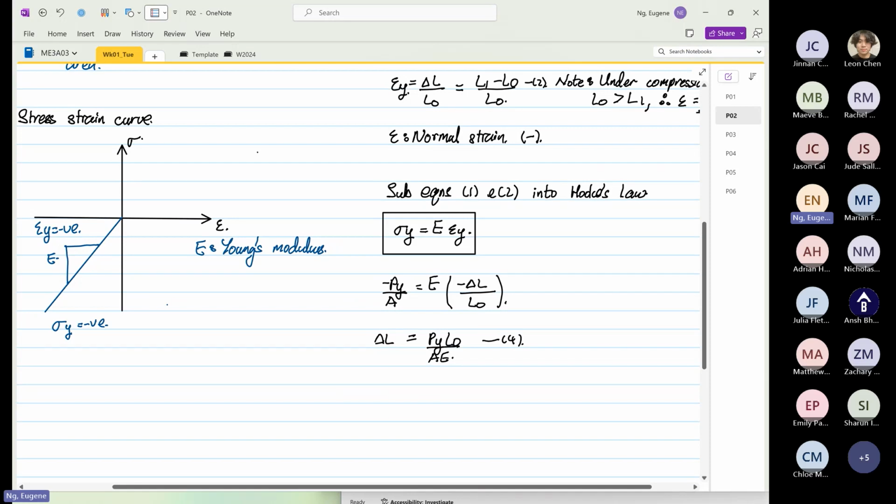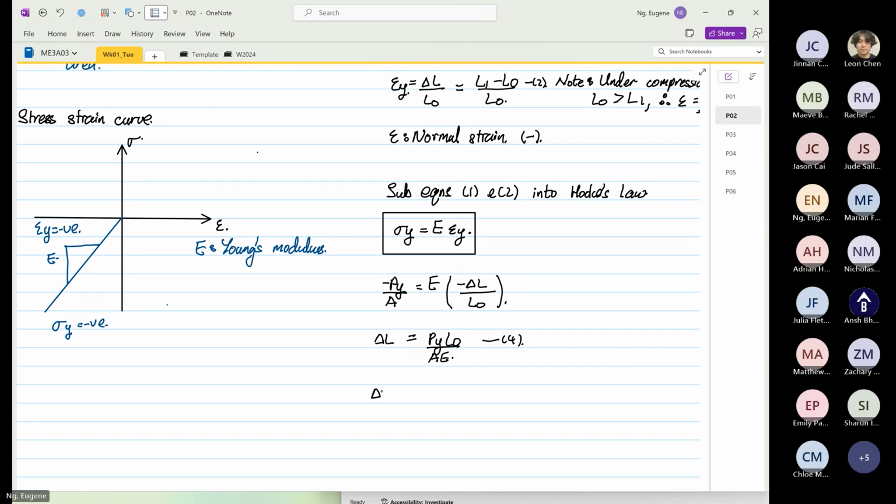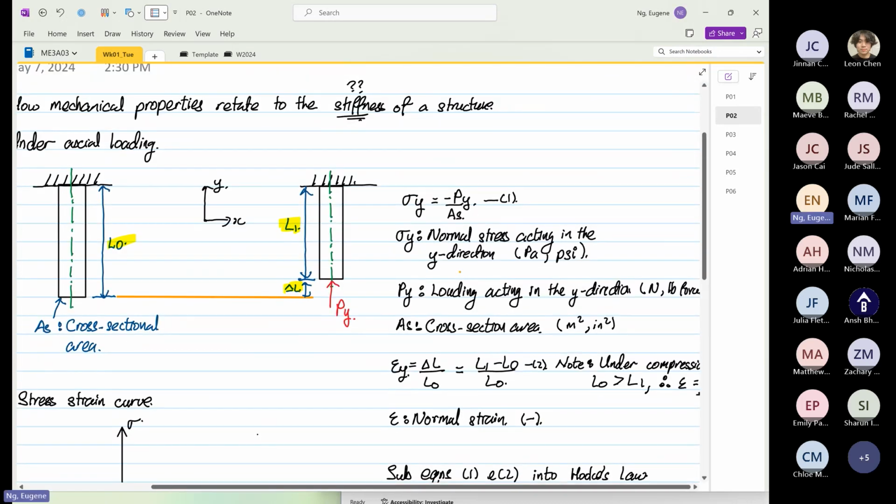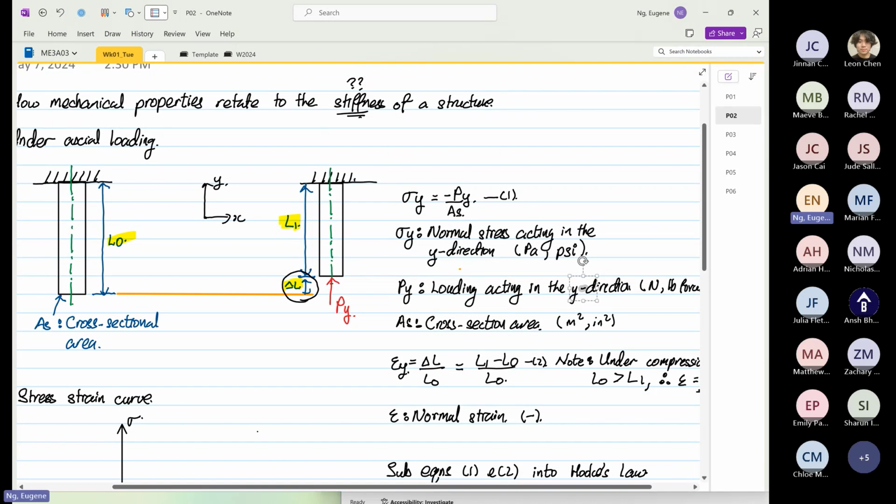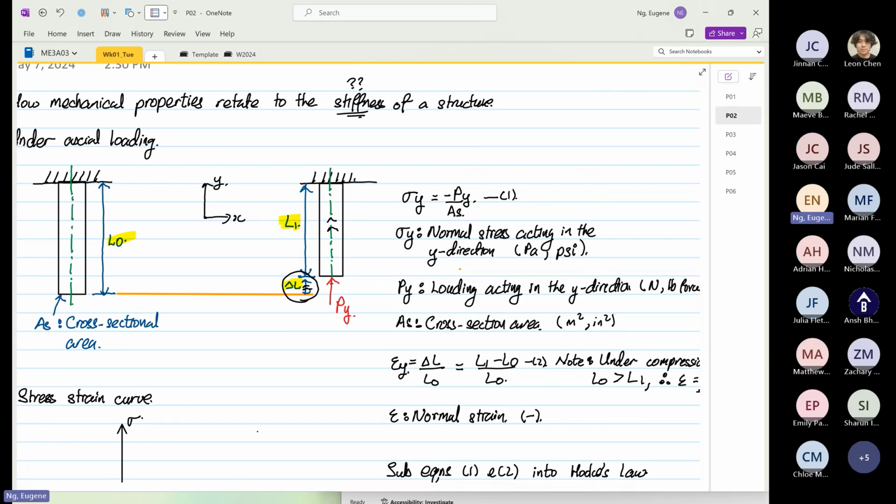And for this case, delta L is also known as the axial deflection. Why axial? Because delta L, the change in L, is parallel to the what? Is parallel to the centroid. Okay, the centroid axis.